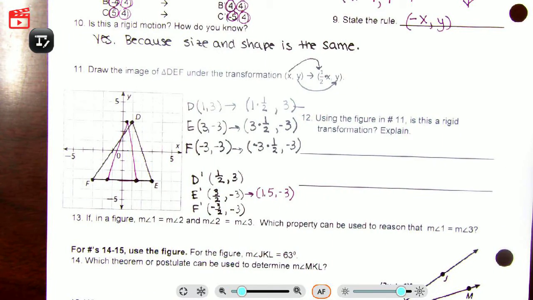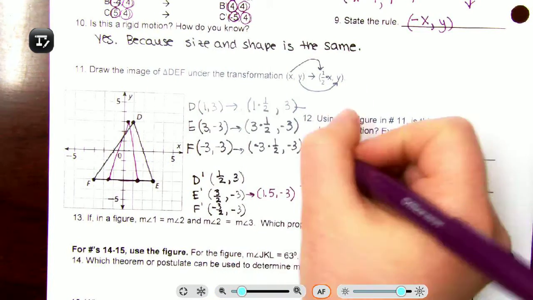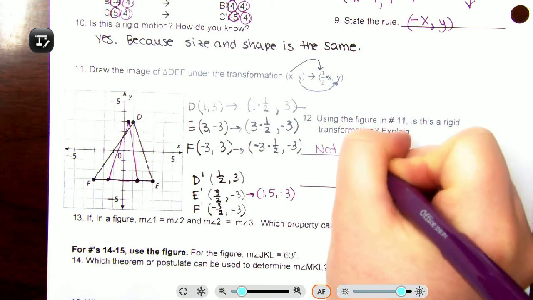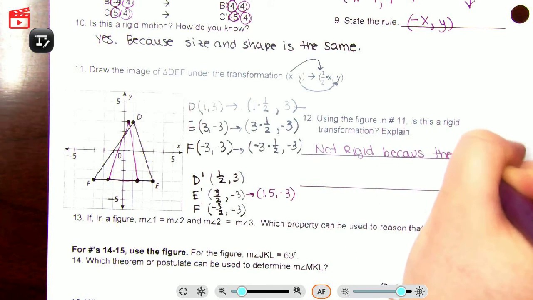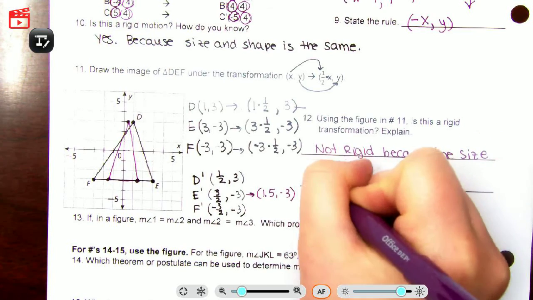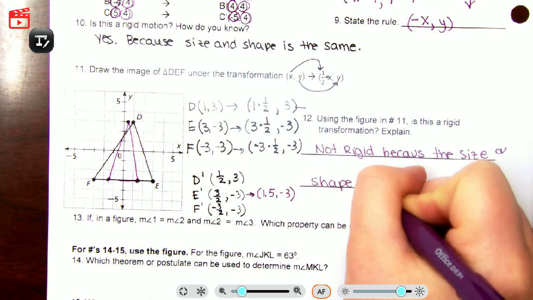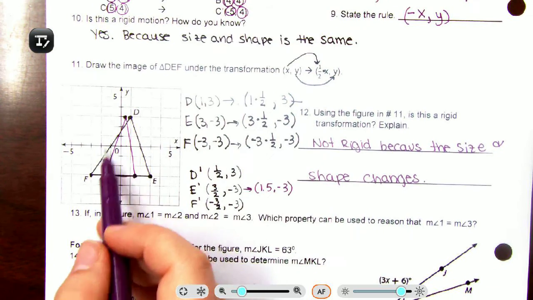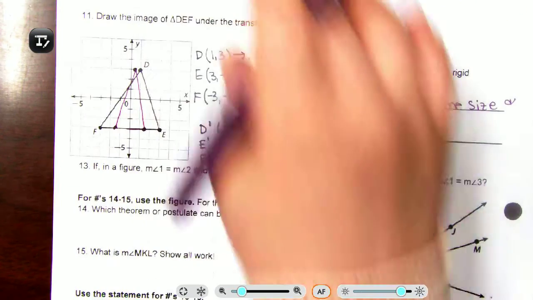So now we're answering number 12. Using the figure in number 11, is this a rigid transformation? Remember, a rigid keeps the shape and the size. So it is not rigid because the size and shape changes. So this is a little bit longer, so it looks completely different. So it is non-rigid. You can say not rigid, non-rigid.